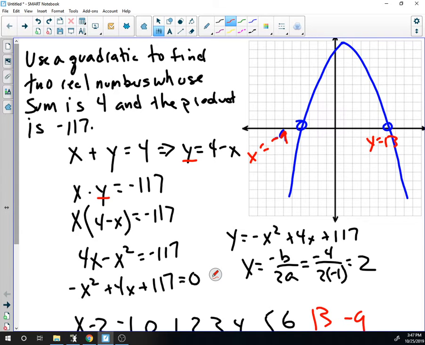So my answers to this equation, the values of x that make the original equation true, the values of x whose sum is 4, negative 9 plus 13 is 4, and whose product is negative 117. Multiply those two together, you'll get negative 117. So x is equal to negative 9 and 13.